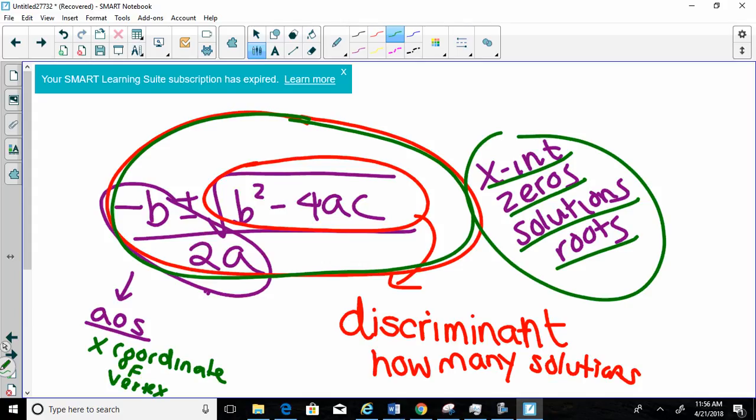And the discriminant tells you just how many solutions: 1, 2, or 0. So if it's negative, how many solutions are there? 0. No solutions, good. If it's positive, 2 solutions. If it's 0, 1 solution. And the reason is because, remember, what's the square root of 0? 0. So there's no positive and negative 0.